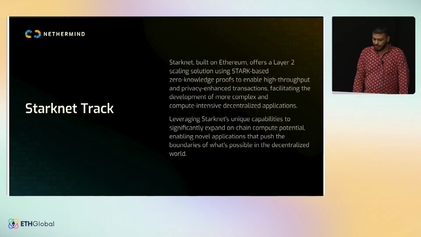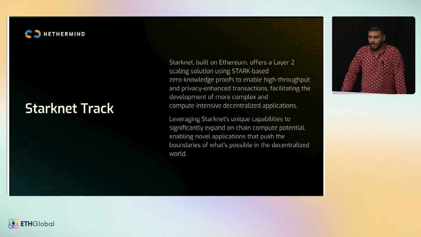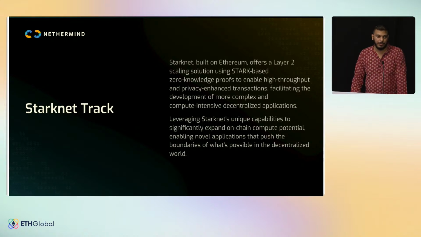And lastly, there is the Starknet track. Starknet is a layer 2 scaling solution that uses STARKs for zero knowledge and privacy. It enables just a new level of computation in the Ethereum space. You can do Monte Carlo simulations, you can run AI models and whatnot.